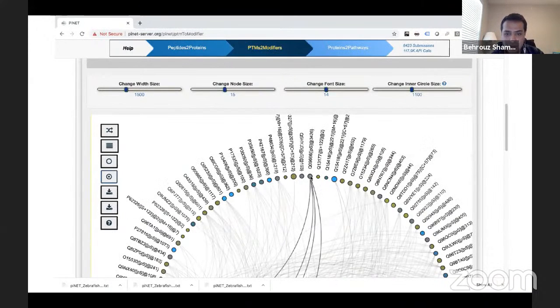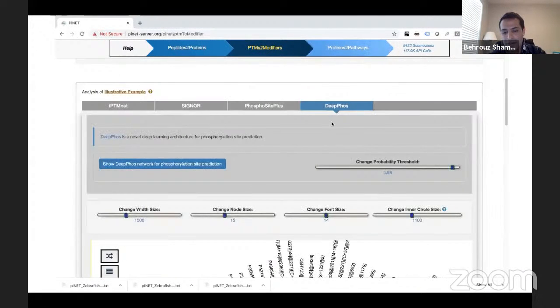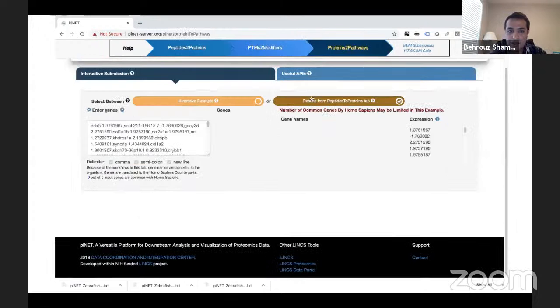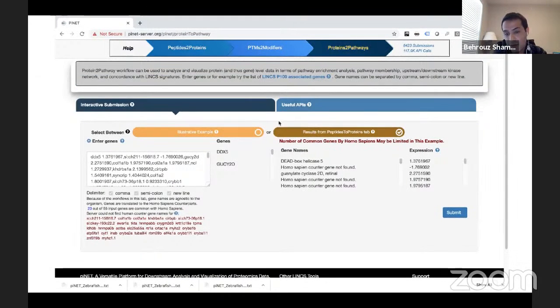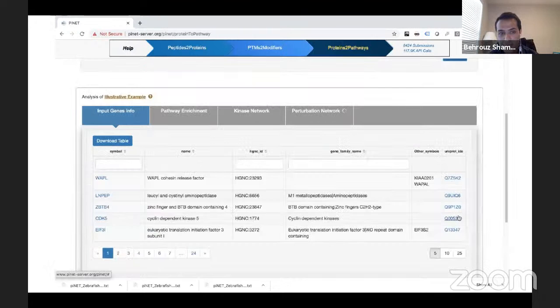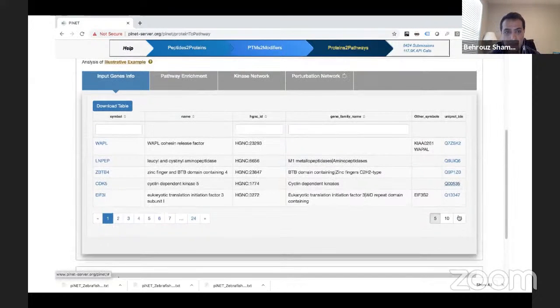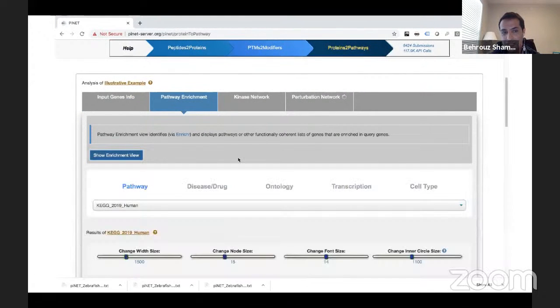Again, I'm going very quickly here. Mouse over the peptides shows the connection. I go to the third tab. This is where we analyze the protein level, the gene level data. Again, I go to the illustrative example, or we can go with the result from the peptide to protein tab. For the illustrative example, again, this is P100 assay gene level data. We will see the information about the genes and the pathway enrichment, that's the gene level data.